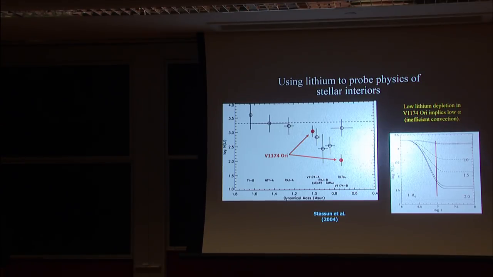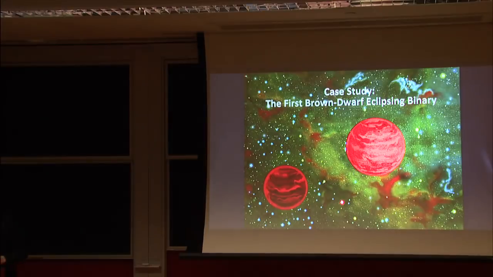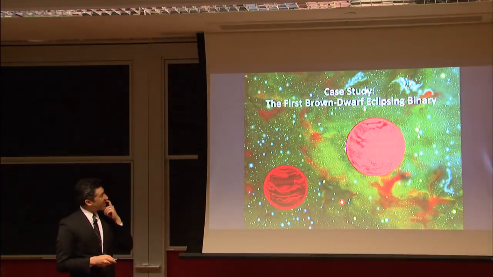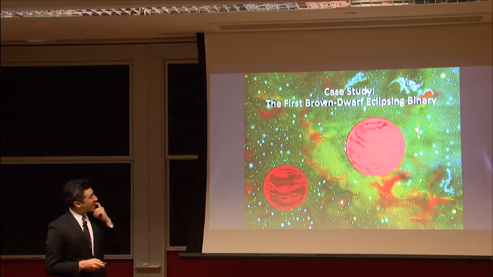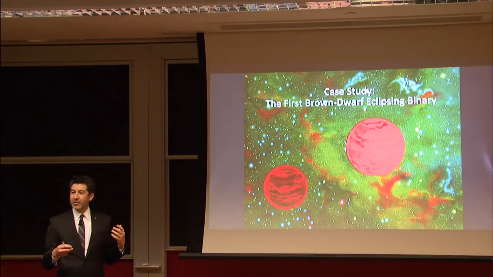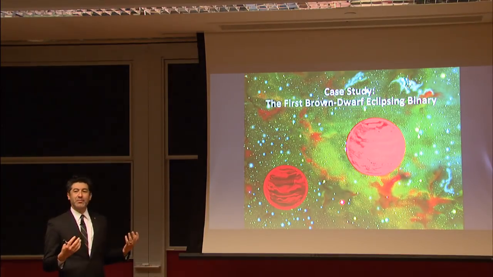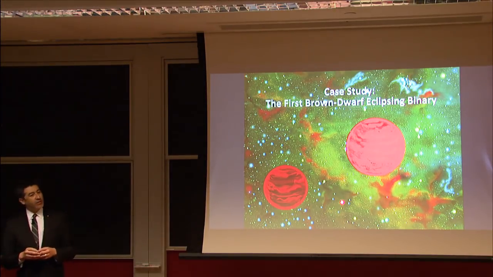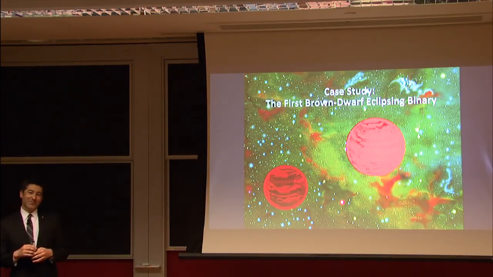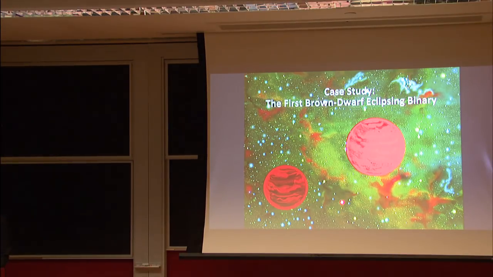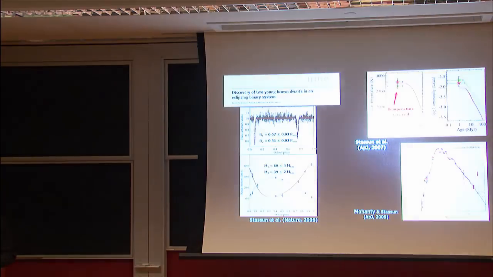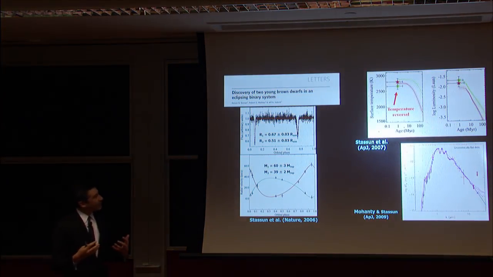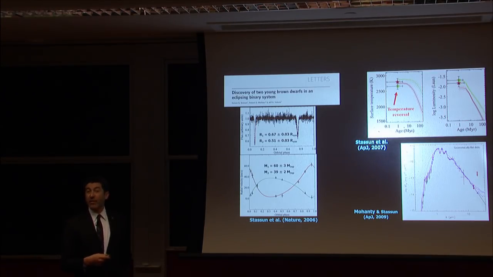We've learned a lot. Here's another one. This is a system that at the time was exciting to discover. It was the first ever known eclipsing binary system consisting of two brown dwarfs. 12 years later, it is the only system known of two brown dwarfs in an eclipsing binary. And so it actually has turned out to be and remains a really useful sort of benchmark for understanding very, very low mass stellar and substellar object physics.